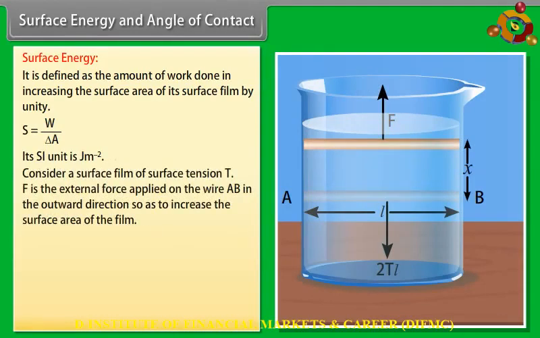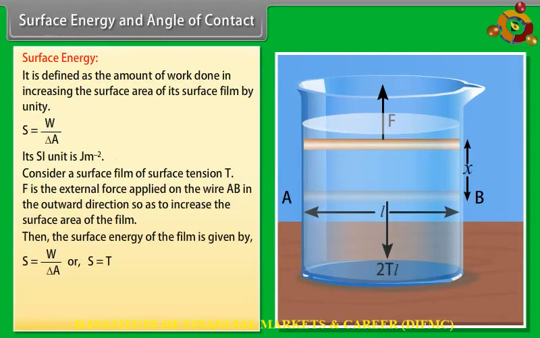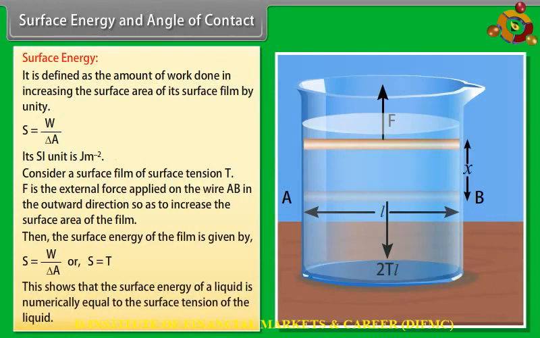Consider a surface film of surface tension T. F is the external force applied on the wire AB in the outward direction so as to increase the surface area of the film. Then, the surface energy of the film is given by S is equal to W upon delta A. This gives the result S is equal to T. This shows that the surface energy of a liquid is numerically equal to the surface tension of the liquid.